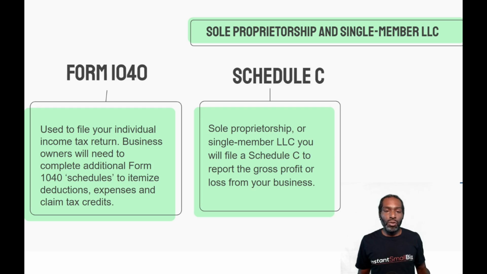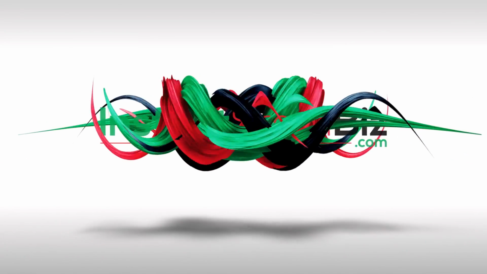And what you'll do is use your Form 1040 that everybody uses to file your individual tax return. Business owners will need to complete additional schedules. So 1040s have schedules that come along with it depending on your situation. One of your situations may be that you're the owner of a small business. That's when you use Schedule C. Schedule C is basically the gross profit and loss from whatever business you're running, whether you're a sole proprietor or you file for an LLC and you're the solo member.